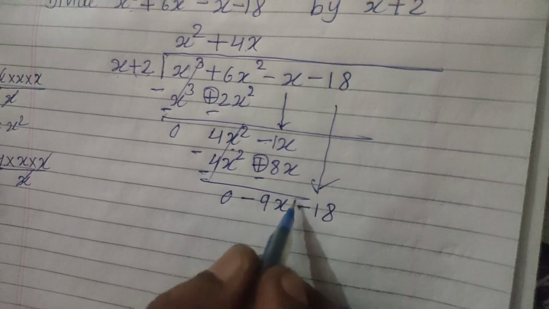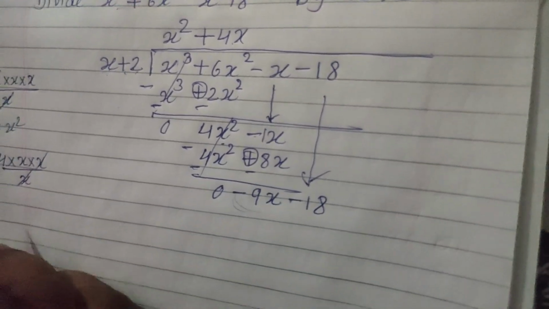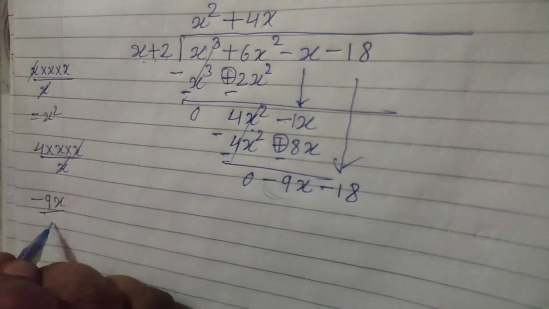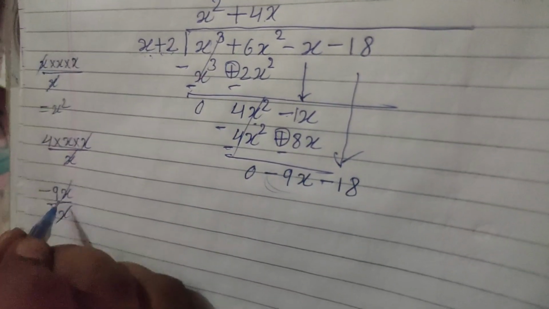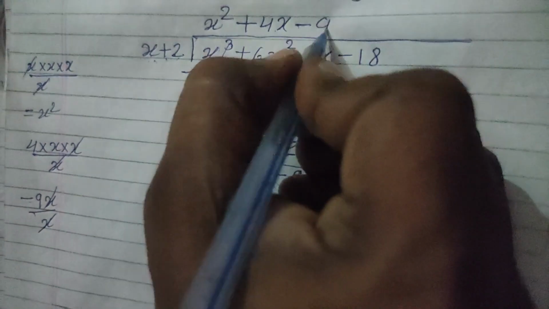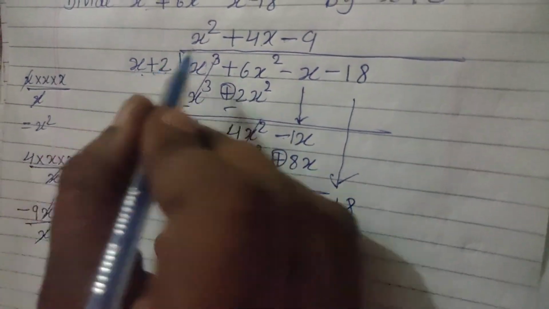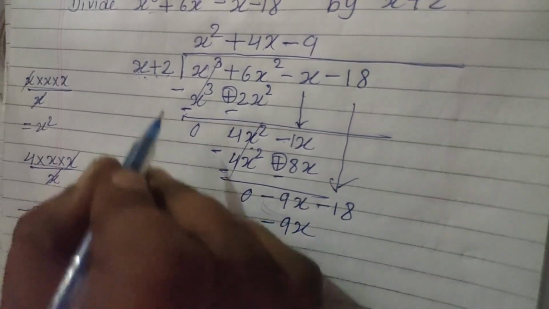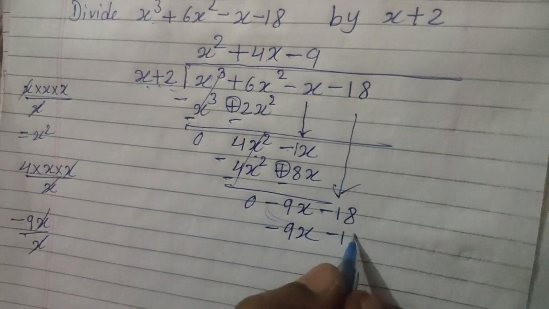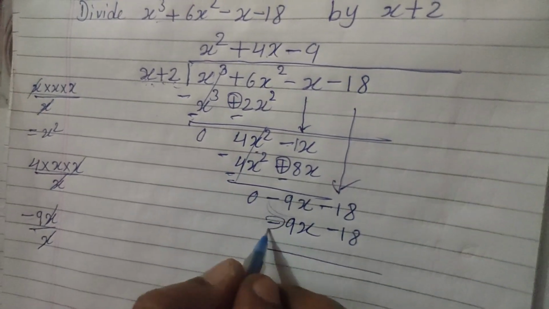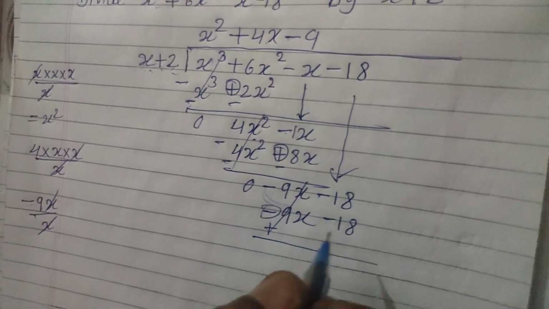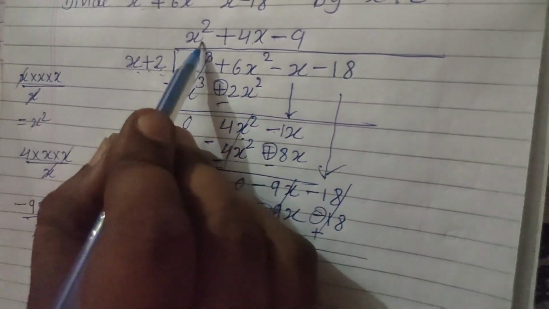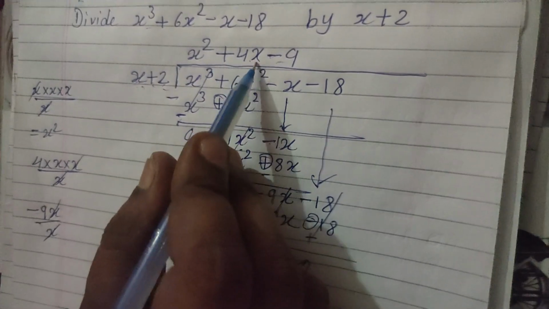So again you have to follow the process. Take the first term of the polynomial and divide with the first term of the linear polynomial. X cancel means it will come minus 9. Now multiply x plus 2 with minus 9. X into minus 9 will be minus 9x, and 2 into minus 9 will be minus 18. Here both sign will change. This will become plus, means this will cancel. This will become plus, this also will cancel. So this will be your answer, x square plus 4x minus 9.